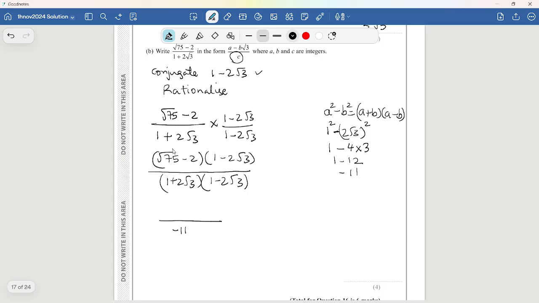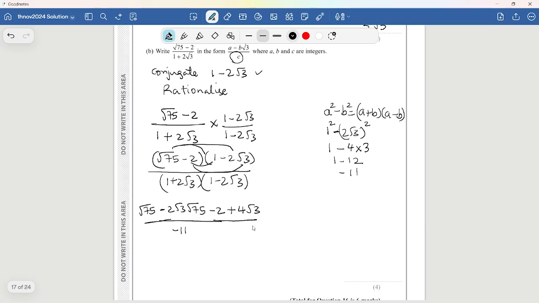The numerator, I need to multiply out each term here using FOIL. So root 75 times 1 is root 75. Root 75 times negative 2 root 3 will be negative 2 root 3 times root 75. And then negative 2 times positive 1 is negative 2. Negative 2 times negative 2 root 3 will be positive 4 root 3. Let me extend this part now.